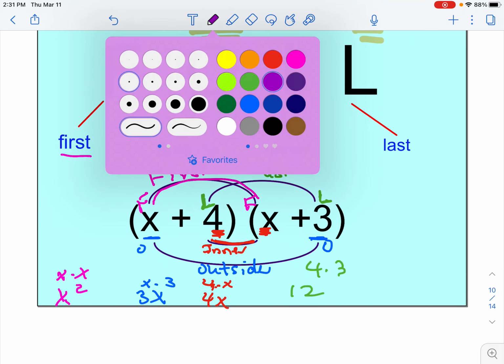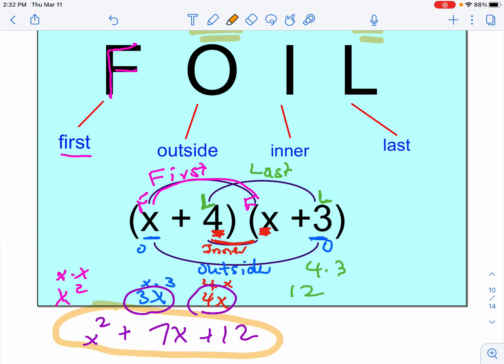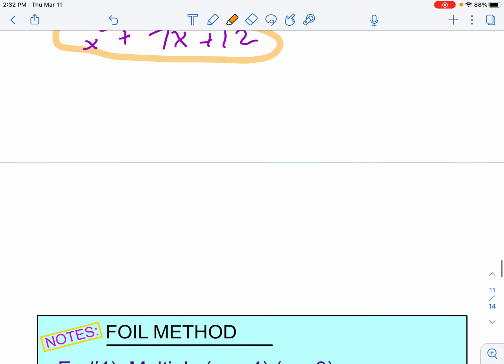So now we can combine any like terms. The 3x and the 4x get combined together to get 7x. We add that with the 12 and the x squared, none of those are like terms, and then that is our final answer. So FOIL is another way to do it. It's kind of a standard in mathematics. A lot of teachers will mention the word FOIL, but there are other ways to do this.